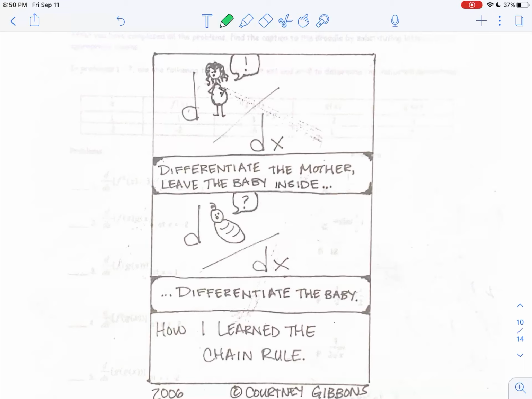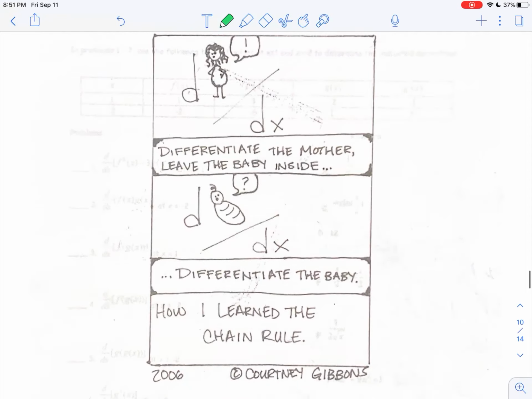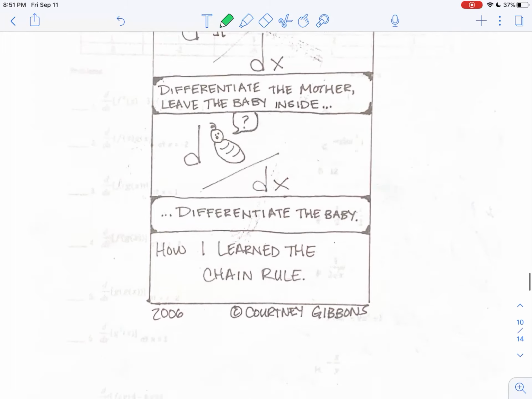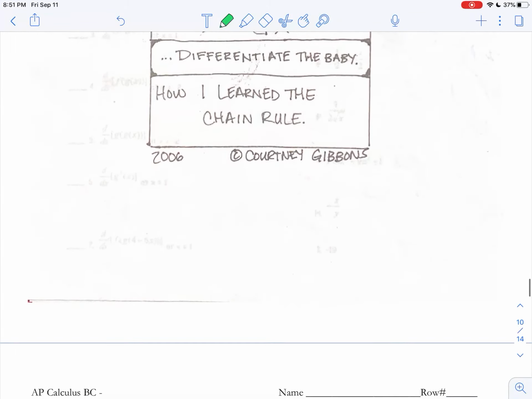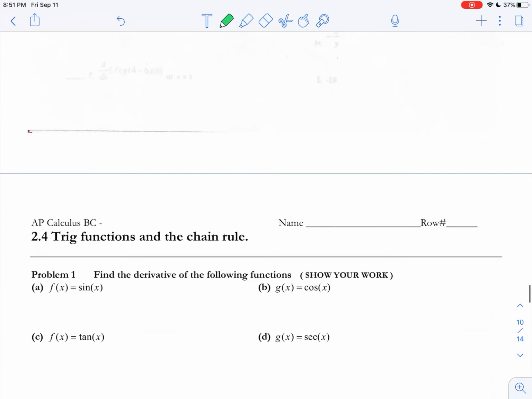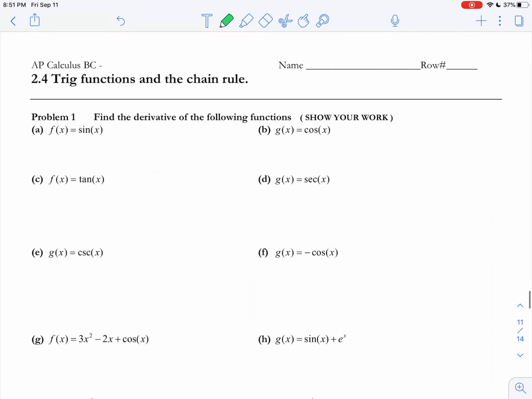So the rule is you differentiate the mother and you leave the baby inside alone. Meaning take the derivative of the outside function, you leave the inside function alone, and then you times it by the derivative of the baby. I know it sounds really strange, but it does help to have students see the inside function as the baby. The strange ones get to be the ones where you have multi-generational, so more than 2 generations.